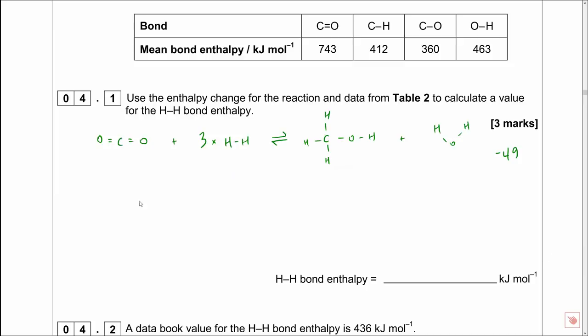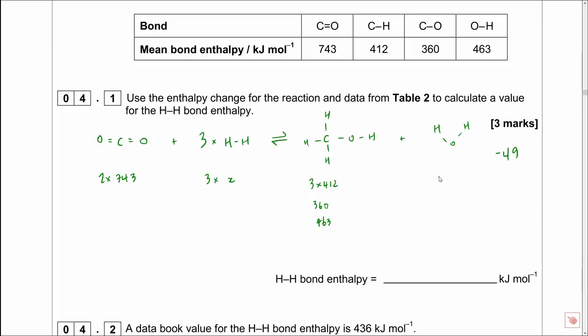Put some numbers here. So this is going to be 2 times 743. We don't know this, this is going to be 3 times what I'll call X. This is going to be 1, 2, 3 times the C-H bond, which is 412. It's going to be a C-O, and it's going to be an O-H.